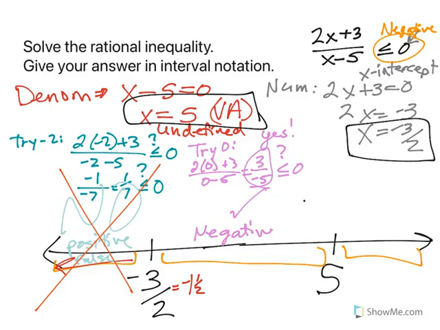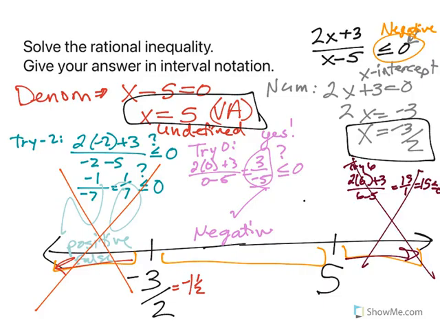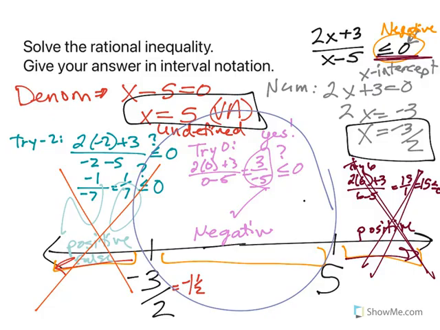We like that middle interval. And then we go to the right. So to the right of 5, I'm going to try 6. So I get 2 times 6 plus 3 over 6 minus 5. I get 15 over 1, which is 15. Is 15 less than or equal to 0? No, because once again, it gives us a positive number. That's not what we want. We want negatives. Therefore, only this piece in the middle works.